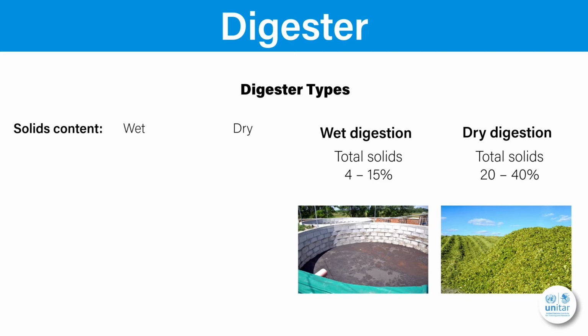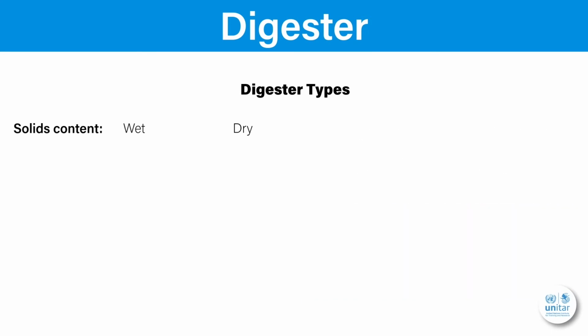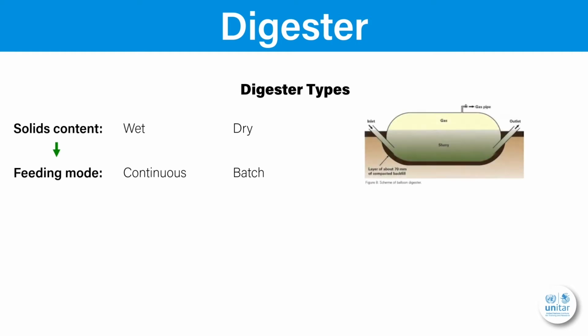We can also differentiate digesters in how the solids are fed into the digester. Here, the two main types are either continuous or batch feeding mode. In continuous mode, we constantly feed feedstock material into the digester. And at the same time, the digestate leaves the digester. As an example, here is a balloon-type digester, where we can feed a certain amount of waste, around 10 kilograms per day, into the digester, and an almost same amount of digestate comes out at the outlet per day. This balloon digester also represents a wet digestion system.